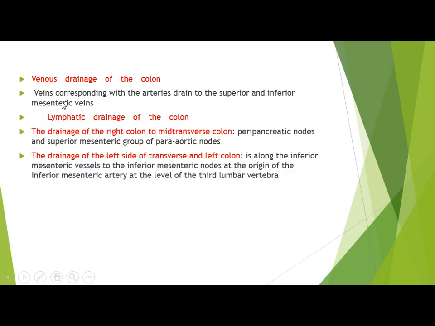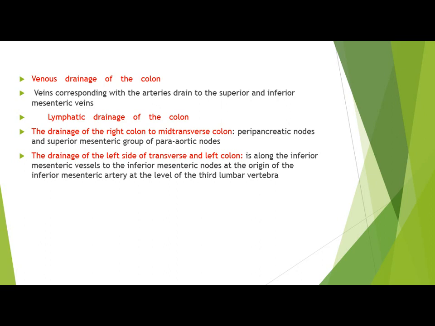Venous drainage of the colon. Veins corresponding with the arteries drain to the superior and inferior mesenteric veins. The superior mesenteric vein with the splenic vein forms the portal vein, and the inferior mesenteric vein drains to the splenic vein before it joins the superior mesenteric vein and forms the portal vein. Everything goes to the portal vein.